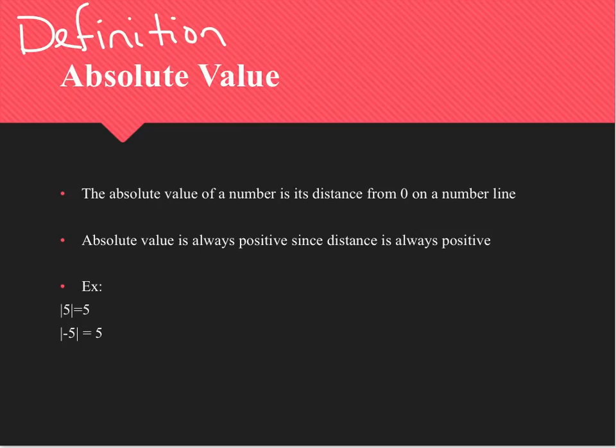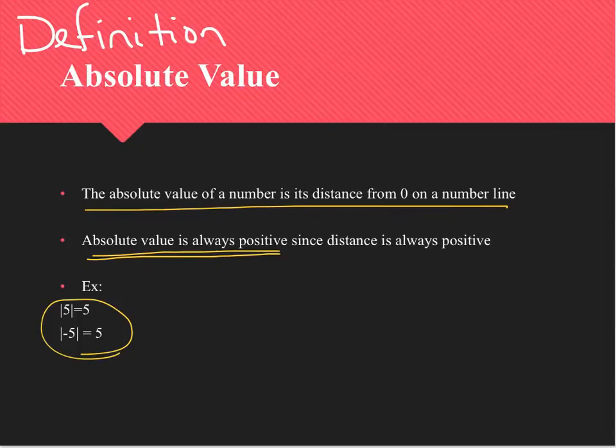Here's another definition. Make sure you put it in your notes. The absolute value of a number is its distance from 0 on a number line. And we talked quite a bit about this last year. Absolute value is always positive. So you want to put in your notes the definition of absolute value, and then a note to yourself that absolute value is always positive. You may also have to put the two examples that are shown here in your notes.